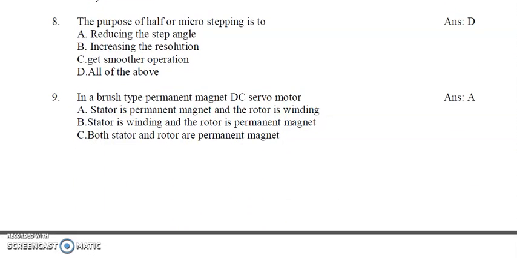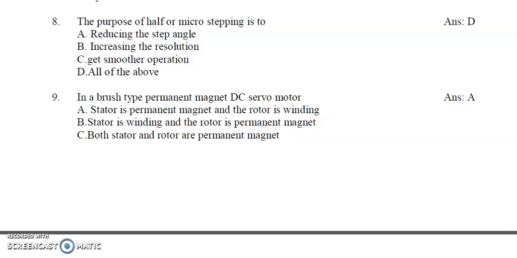The purpose of half or microstepping is A. reduce the step angle, B. increasing the resolution, C. get smoother operation, D. all of the above. The purpose of microstepping is all the three: reduce the step angle, increasing the resolution, get smoother operation. So the answer is D, all of the above is the right option.